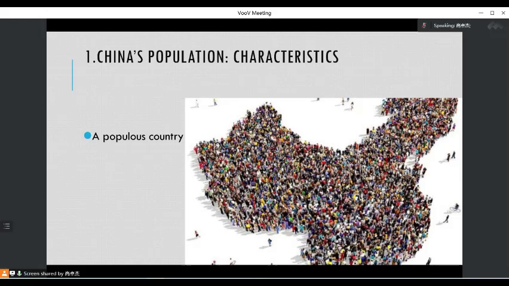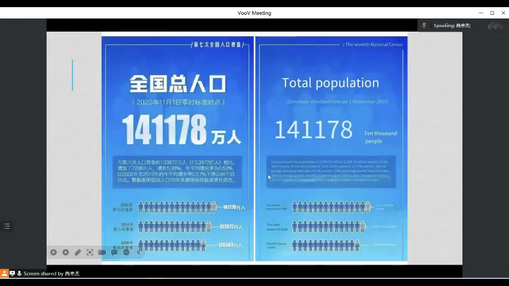China's population census is conducted every 10 years. So let's look at the date. The date of the 7th national population census is November 1st, 2020. According to this data, the total population of China has reached 1.4 billion.